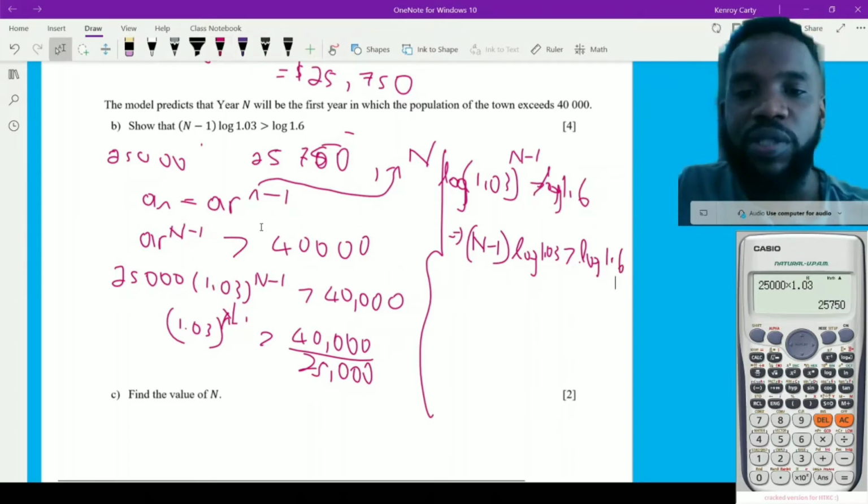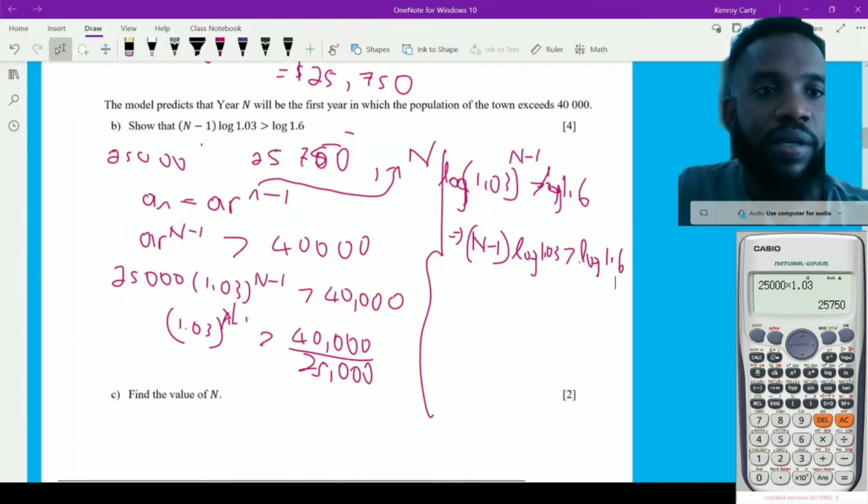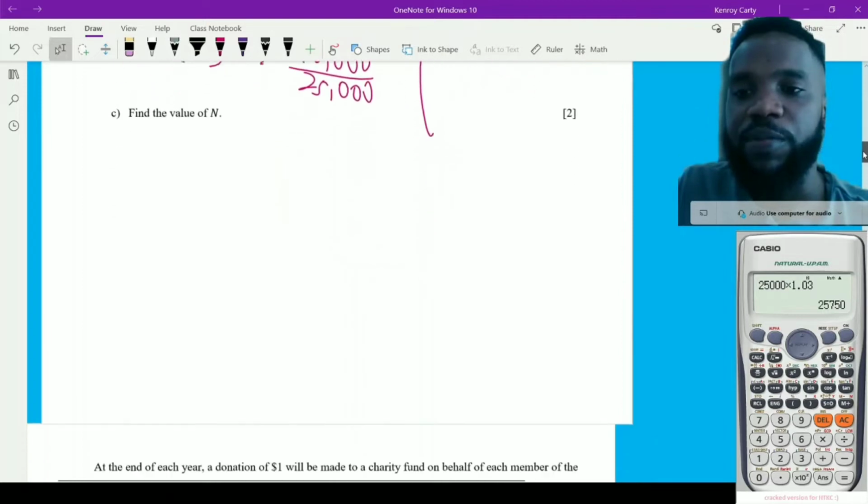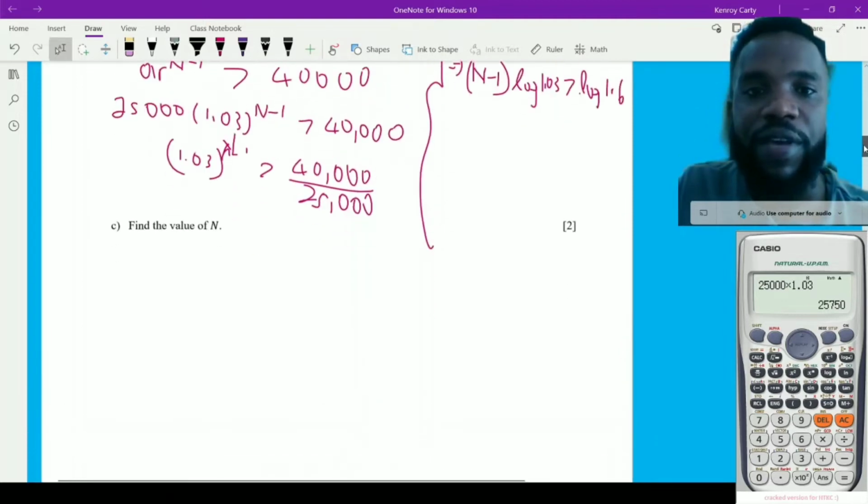Be careful when transposing, especially when it comes down to log, because I could have logged it from the start here, but if I had logged it here, I would have to apply the laws of logarithm. So I would have done less work by dividing by the 25,000 first and then applying log. All right, then of course part C follows up to say find the value of n.